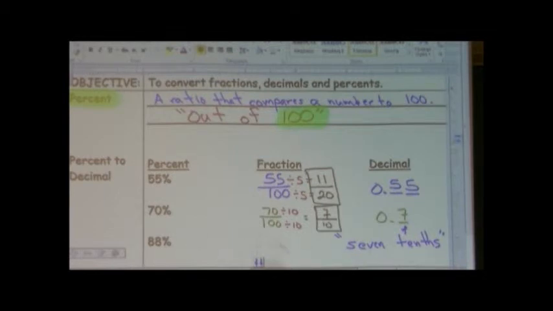Okay, 88%, not bad. 88 out of 100. So my decimal place would be, let's see, let me erase that right quick.